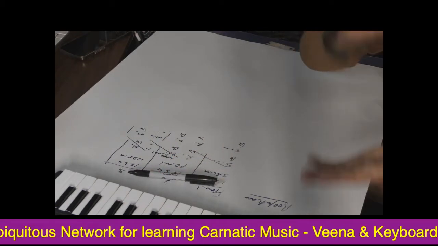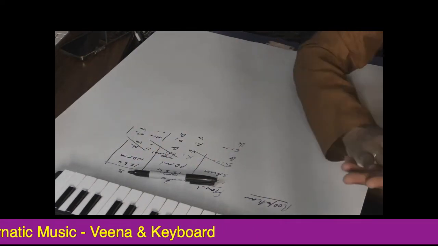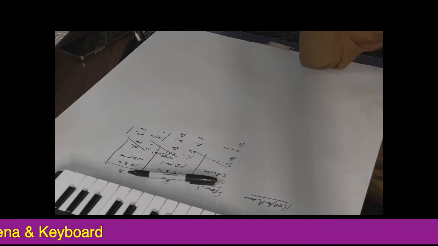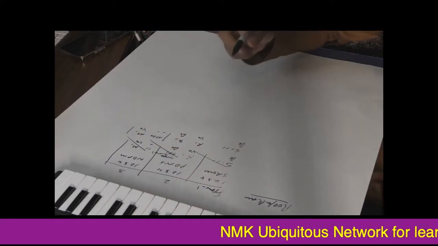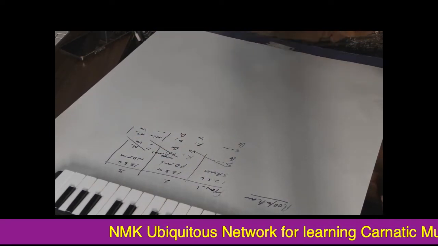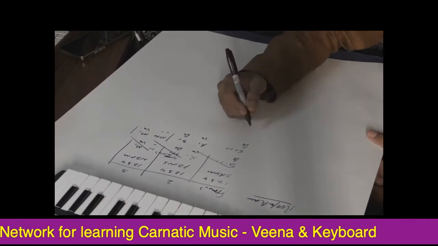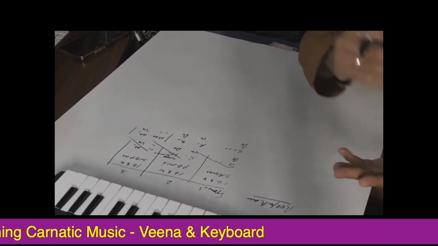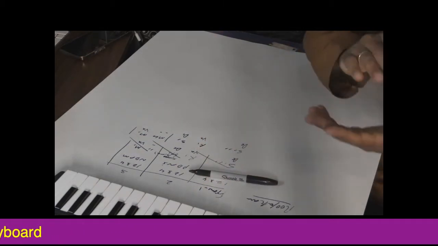Sa ri sa ma ga ma. Ma ga ma comes on the tone. Sa ri sa ma ga ma. Right? After that we can remove all the ornamentation. Okay? Sa ri sa ma ga ma. Pa pa pa pa pa ma ma ga ma pa pa pa pa ma ma ga.